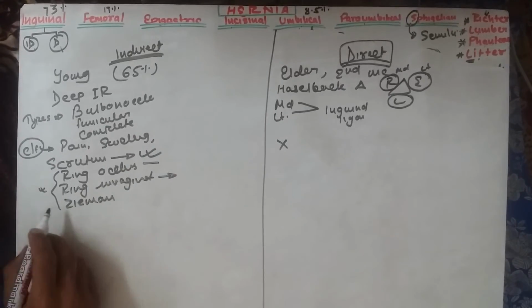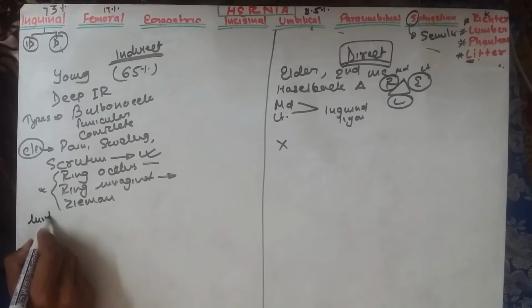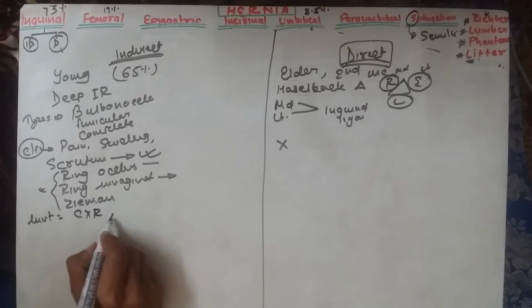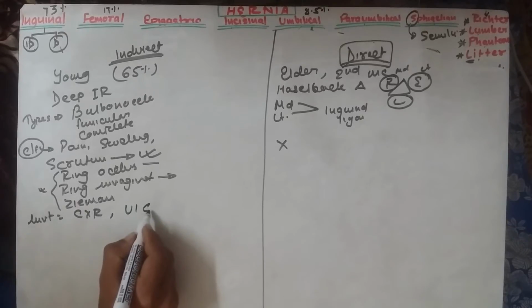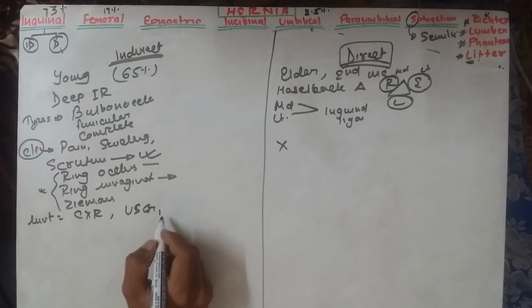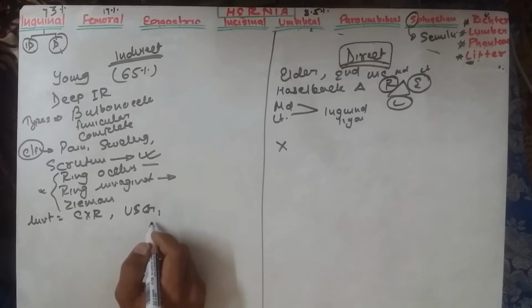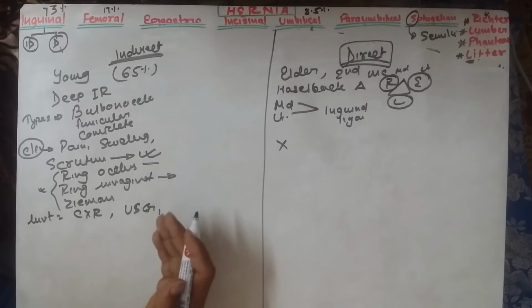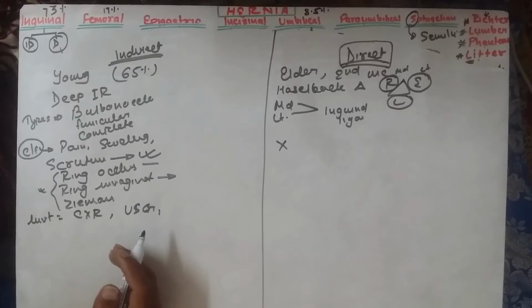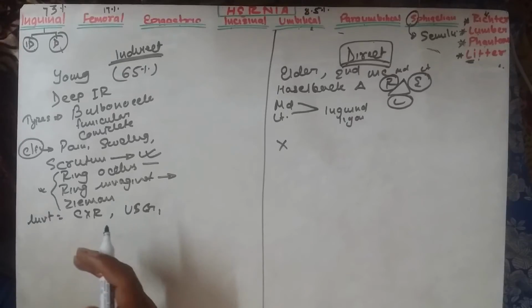Then some of the investigations which we will send for the diagnosis will be a chest x-ray to rule out chronic bronchitis and TB. We will also send ultrasonography of the abdomen, and some relevant tests for the specific precipitating cause. Hernia is usually caused due to straining, Valsalva, cough, constipation. They are the predisposing factors, no? So we should also look for the underlying cause of the straining, and we need to manage that also.